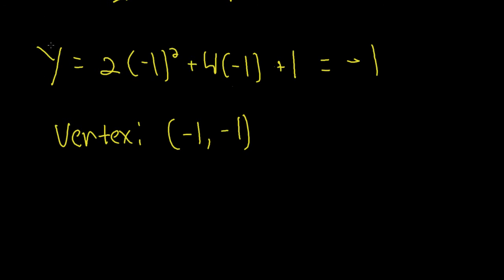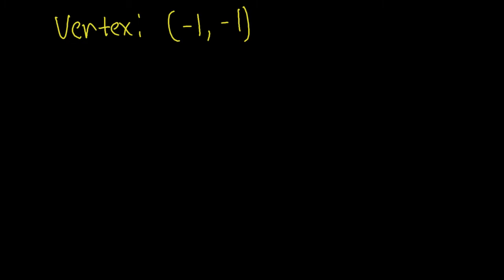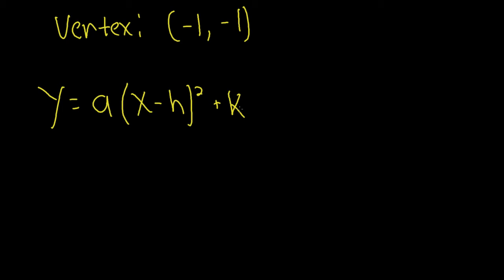Okay, from here, if I have a quadratic in vertex form, it's written like this: y equals a times x minus h squared plus k. And if you recall, our vertex in vertex form is the point h comma k. So what we do is, we have our h value, which is negative 1, and we have our k value, which is also negative 1, so we just plug it in here.